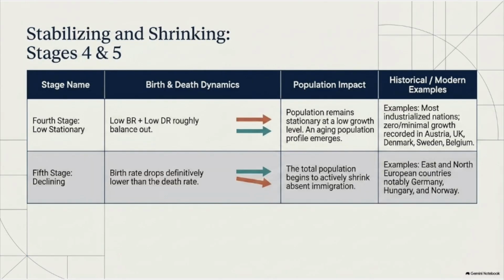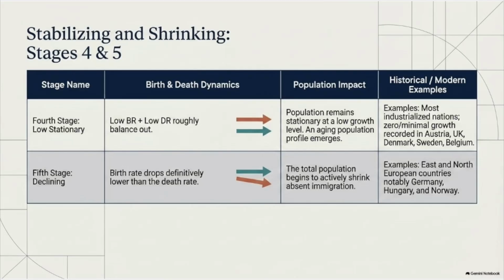Moving to stages 4 and 5, in the fourth stage, low stationary, low birth rate and low death rate roughly balance out. So, population remains stationary at a low growth level, and an aging population profile emerges, as seen in most industrialized nations, with zero or minimal growth recorded in Austria, the United Kingdom, Denmark, Sweden, and Belgium.